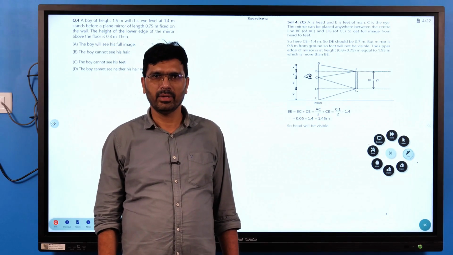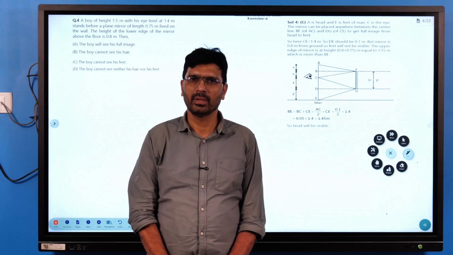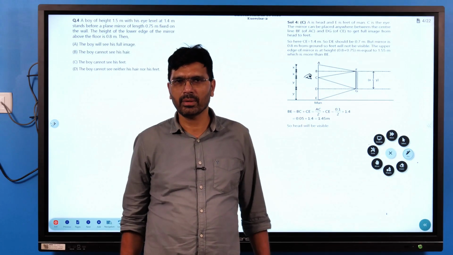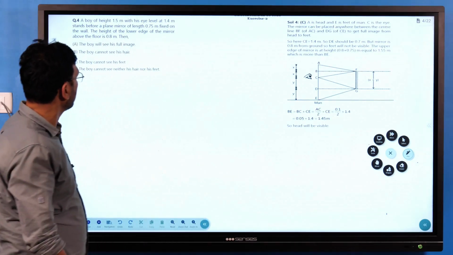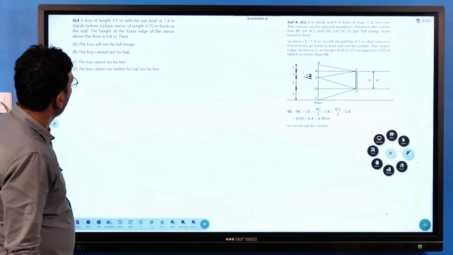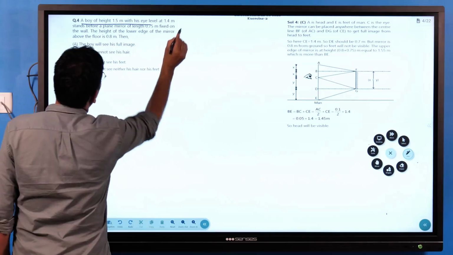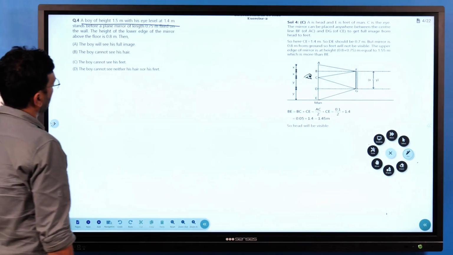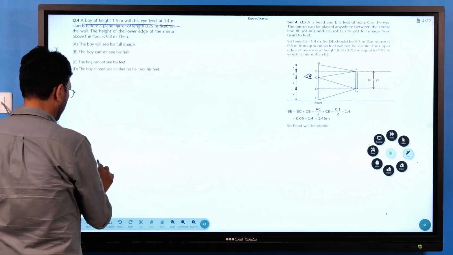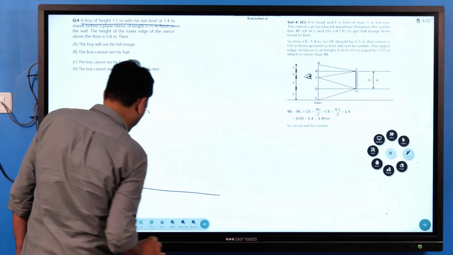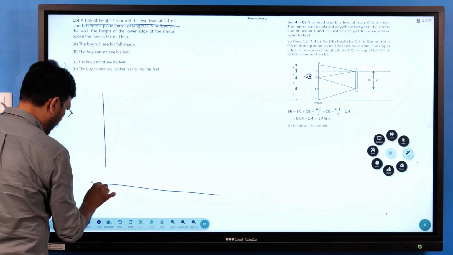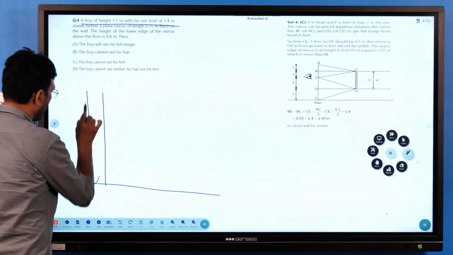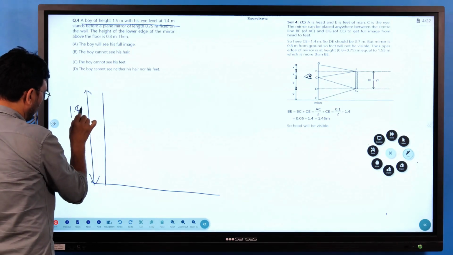Students, in this video lecture, I am going to discuss the solution of page 6, geometrical optics, exercise 2, question number 4. In this question, a boy of height 1.5 meter with his eye level at 1.4 meter stands. Let's say this is the ground and this is the height of the boy. Height is how much? From here to here, it is 1.4 meter.